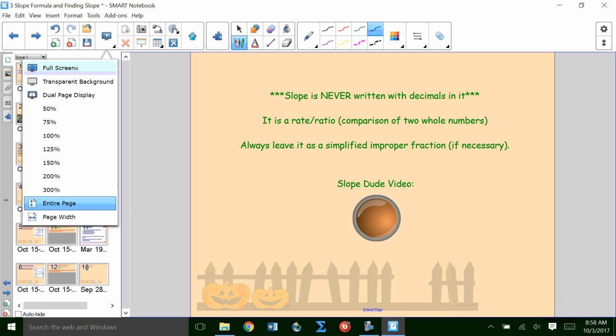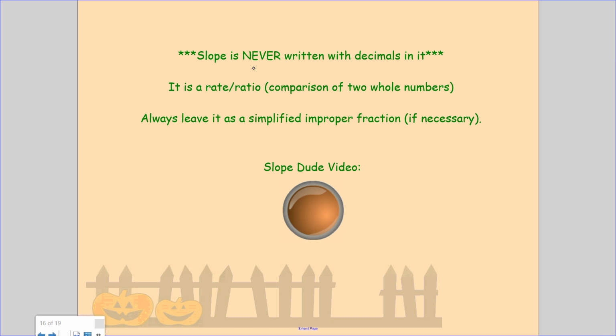So the last little bit here, just to recap a few things. Because slope is a ratio, it should never be written with decimals in it. So if you ever are calculating a slope and you find that your slope has a decimal in it, you should work to get rid of that decimal. And we can always get rid of decimals by multiplying our numerator and denominator by a power of 10. We are allowed to do this because 10 over 10 really simplifies to 1, and anything times 1 is itself.